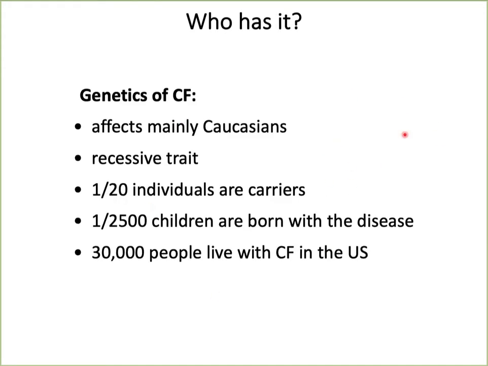Here are the genetics of cystic fibrosis. It affects mainly Caucasians. It is a recessive trait. 1 in 20 are carriers. 1 in 2,500 children are born with the disease, and currently there are approximately 30,000 people living with cystic fibrosis in the US.